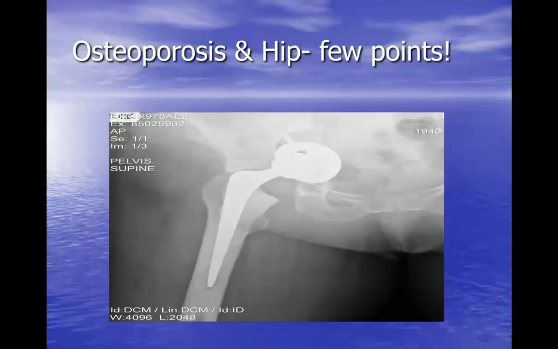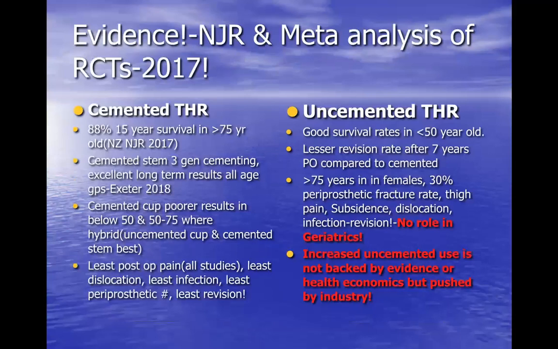So this is osteoporosis in the hip. This is immediate post-op following hip replacement in an osteoporotic patient. And you really don't want this kind of thing. Neither you, nor the patient, nor the hospital administrator wants this. So what is the evidence with hip surgery?